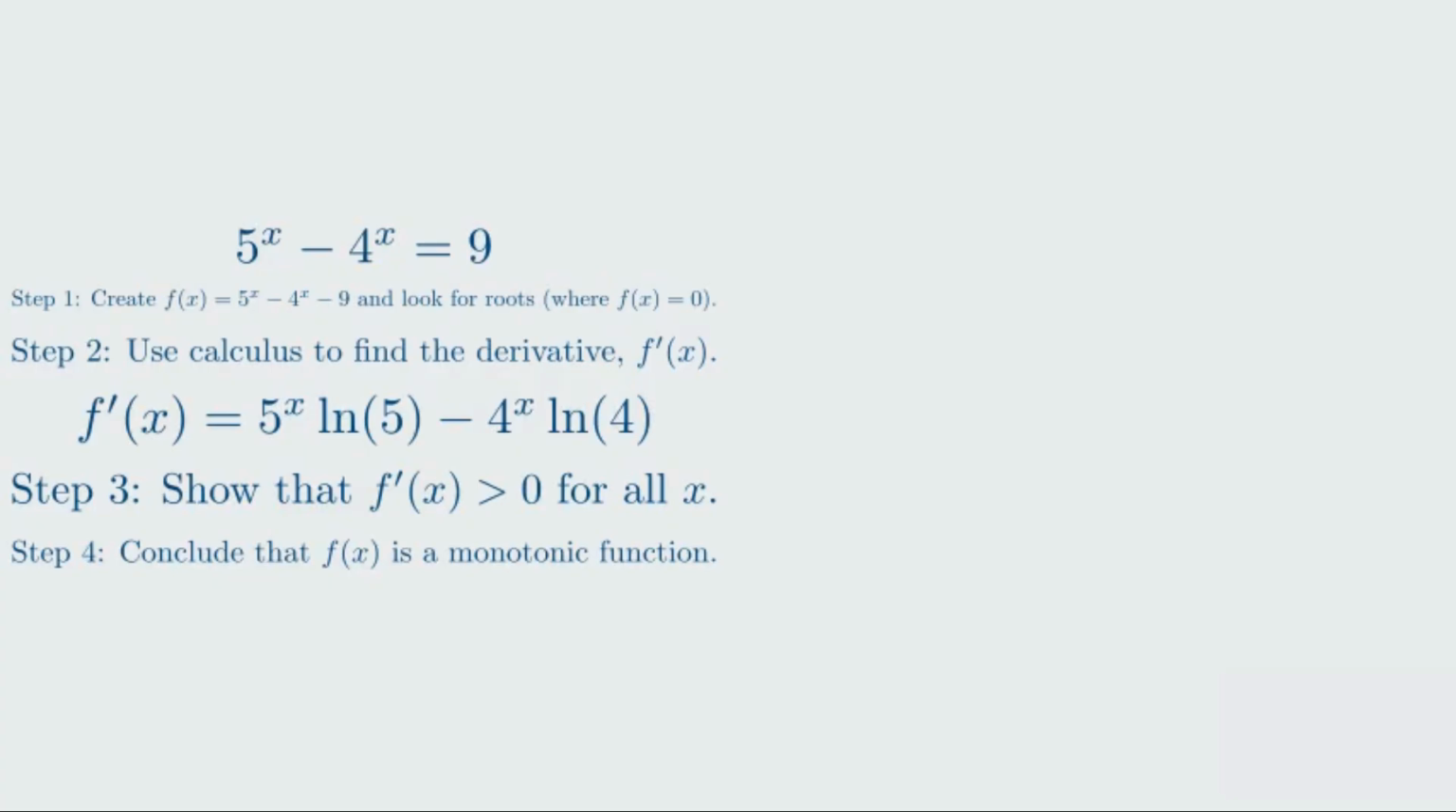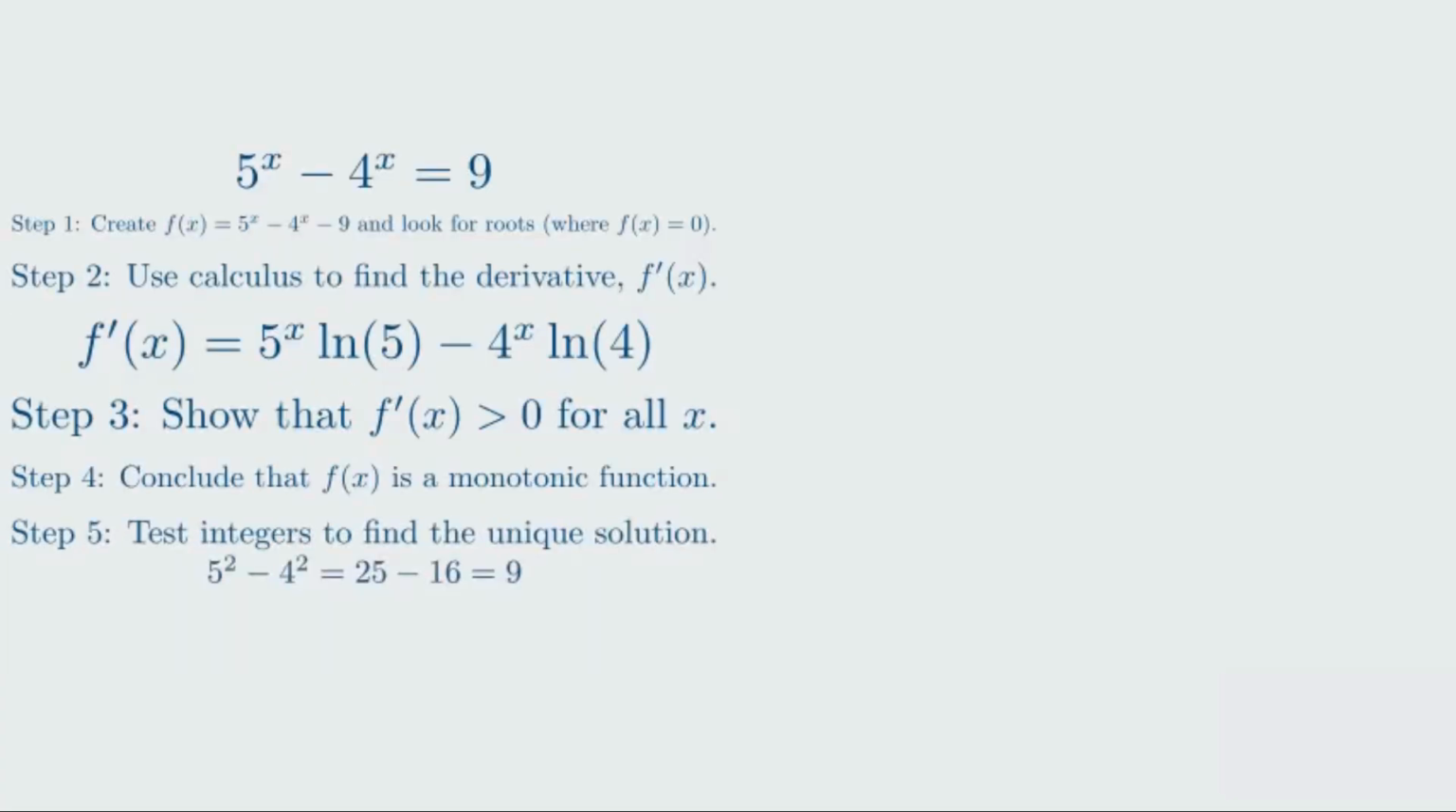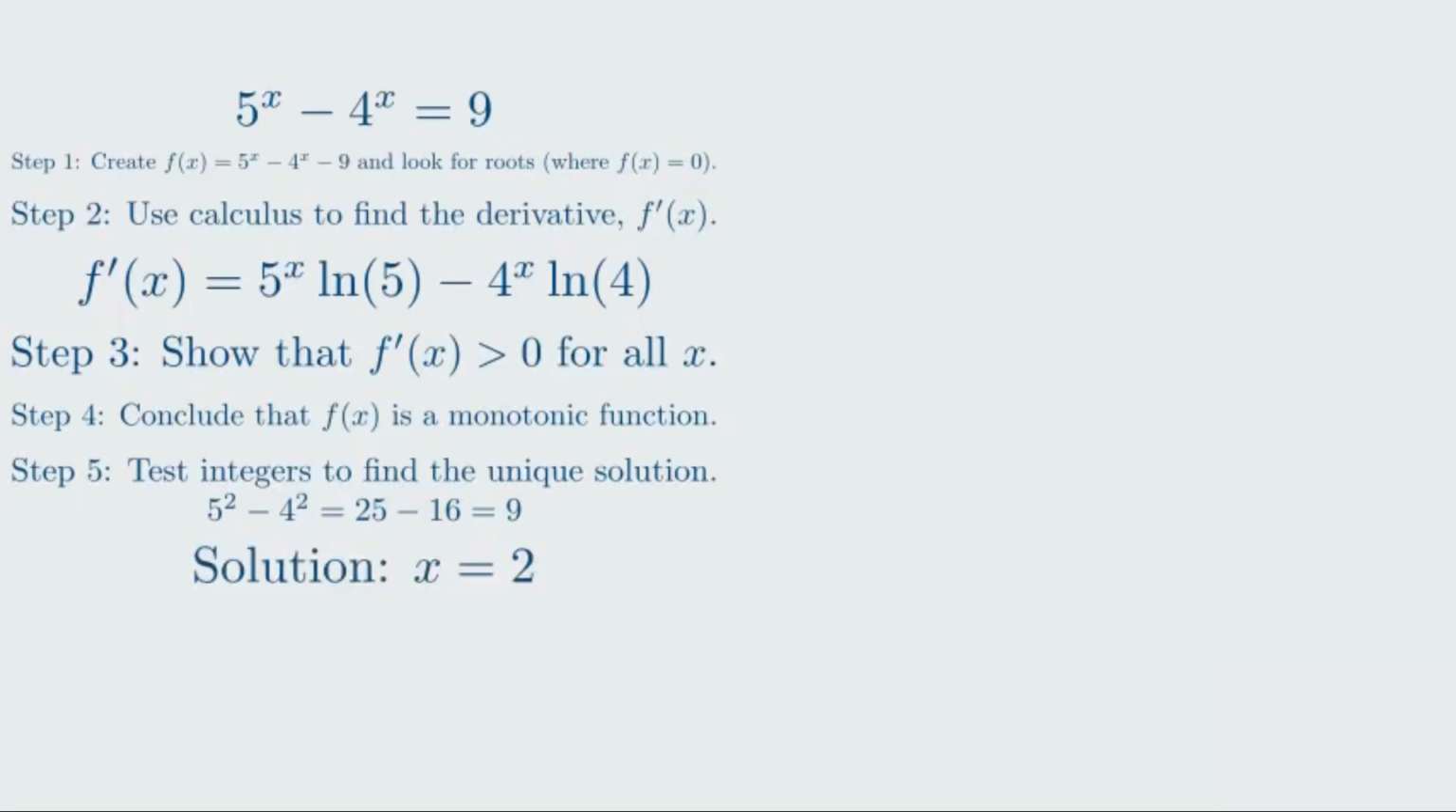Finally, we used this guarantee to simply test some integers. We found that x equals 2 makes the equation true. Since we know there's only one solution, this must be it. So the final answer is x equals 2. To visualize this, imagine the graph of f of x equals 5 to the x minus 4 to the x minus 9. The graph starts very low, increases steadily, and crosses the x-axis exactly one time, at the point x equals 2. This visually confirms our analytical solution.